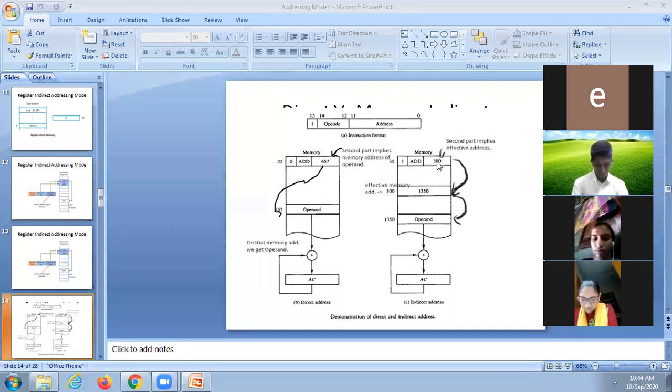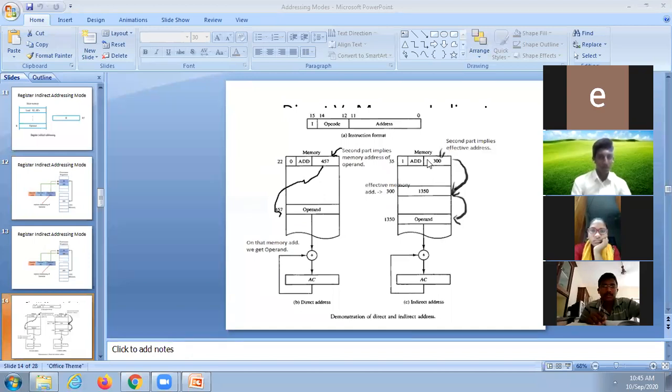So the actual data is not available in 300, whereas in this case the data is available in the memory location directly. In 300, the address contains the address of the actual data, not the actual data. So here 1350 is the address of the actual data. This is called indirect addressing mode. For direct and indirect addressing modes, the difference is the most significant bit in the opcode.